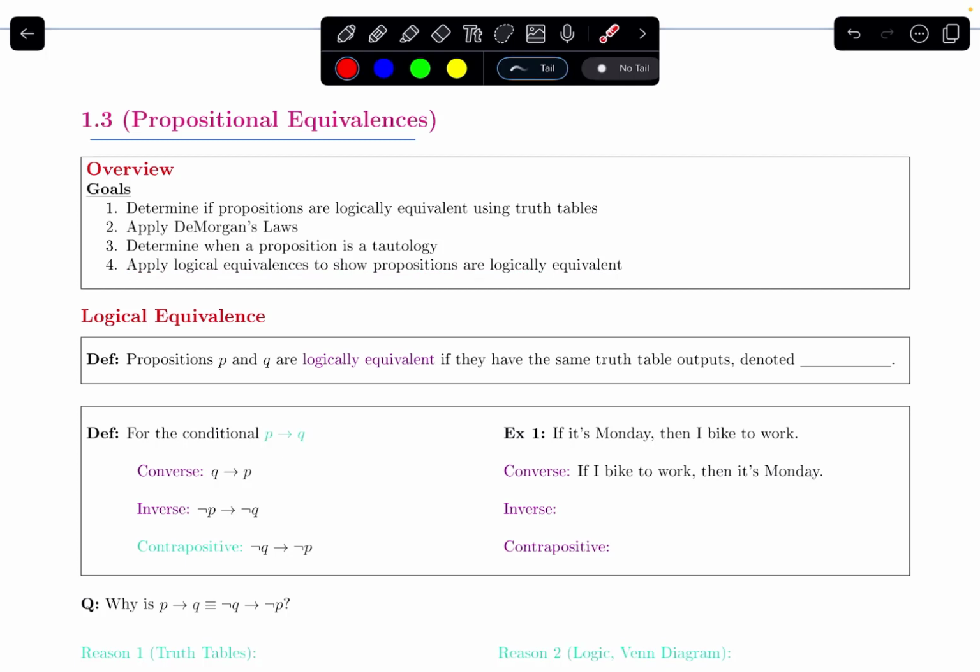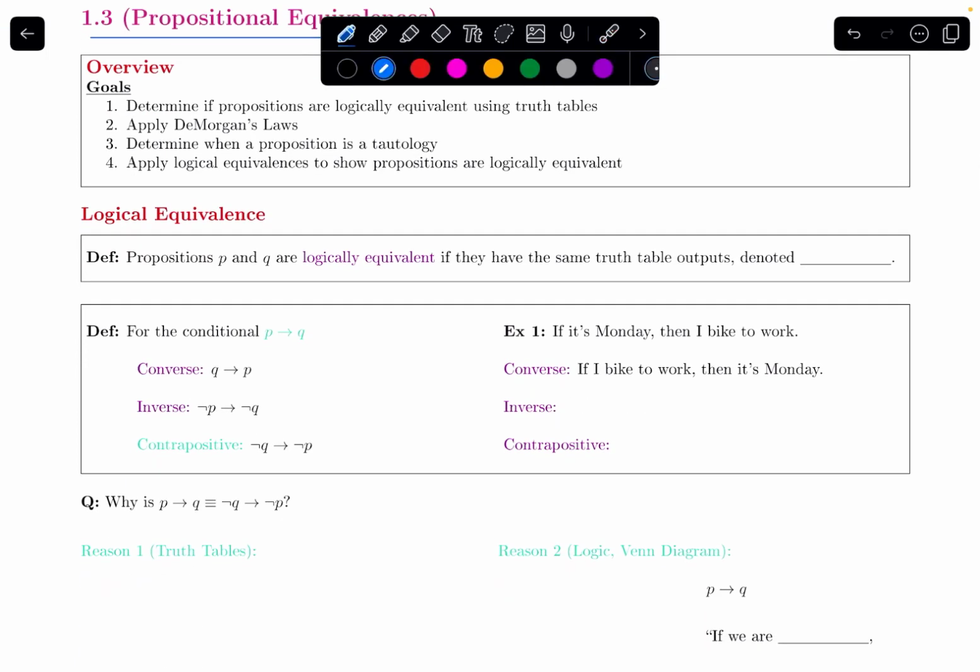All right, so in this video, I want to focus on what logical equivalence is and how I determine if things are logically equivalent. So let's start with the definition. We say that two propositions are logically equivalent if they have the same truth table outputs. So when we look at their truth tables, what you get for the column of one and the column of the other should be the same. The way we denote this is P, and we put an equal sign with 3 lines, and then Q, and I read that as P is equivalent to Q.